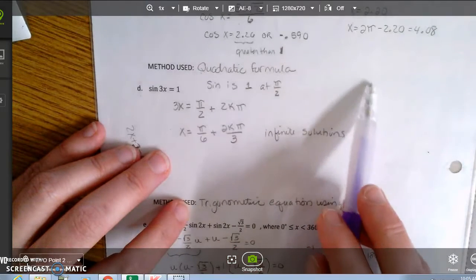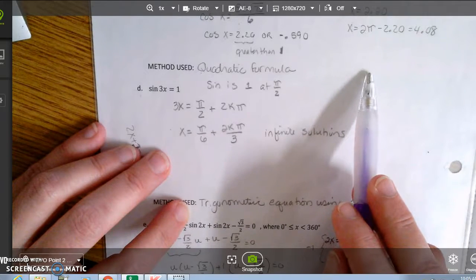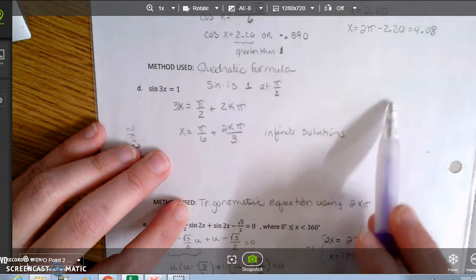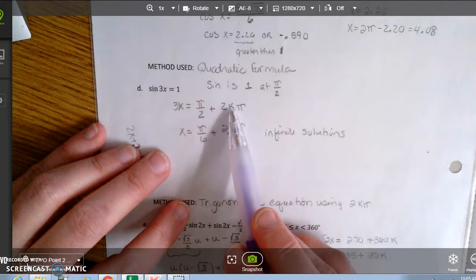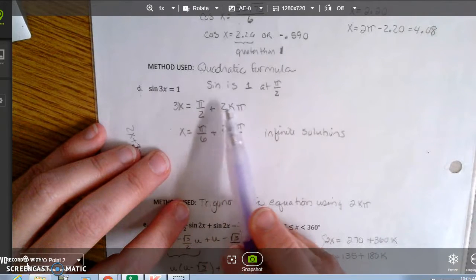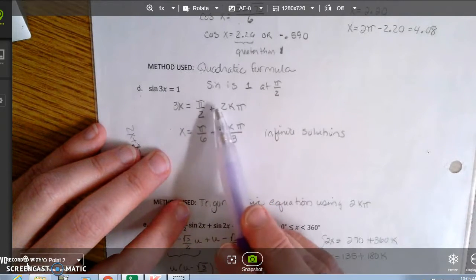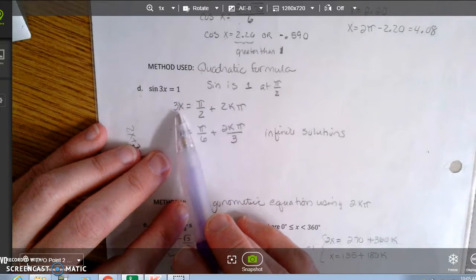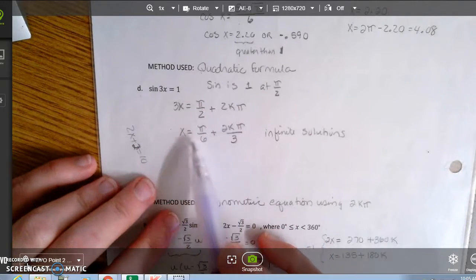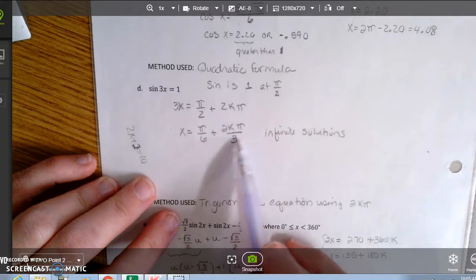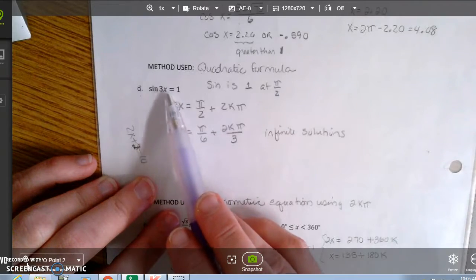So if pi over 2 is a solution, that means that if I go around the unit circle one time, I'm at another solution. And if I do that again, I'll keep finding more solutions. So I add 2k times pi. K is 0, my answer is pi over 2. K is 1, it's pi over 2 plus 2 pi. And I could keep doing that. So my next step is to get rid of that 3, so I have to divide everything by 3, which gives me this. So these are all of my solutions to this problem. If I pick any value from this list, it'll give me a solution to this problem.